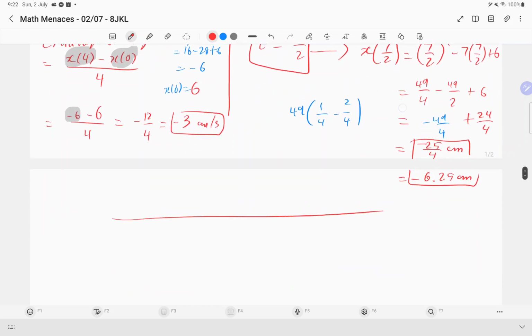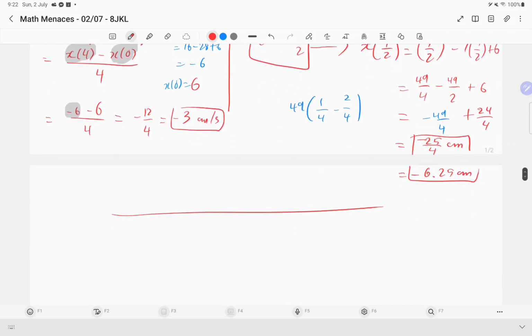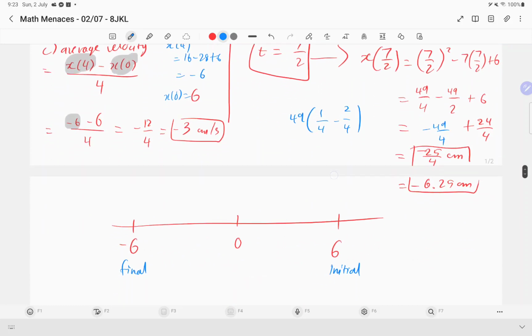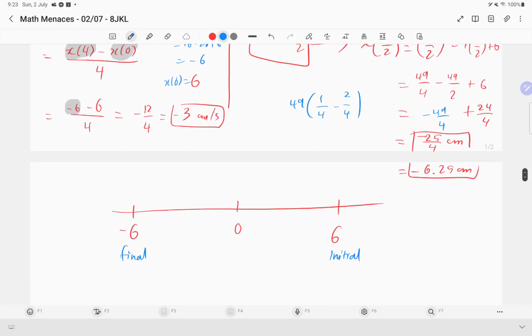Yes, Charlie, you're correct. Okay, anyway, so the initial position is 6, that's to the right of 0, and then the final position is negative 6. So this is the initial position when t equals 0, and this is the final position. The average velocity is the change in position. Now we don't actually know how it got to the end. We just know that it starts from 6. The total displacement is from 6 to negative 6, which is 12.